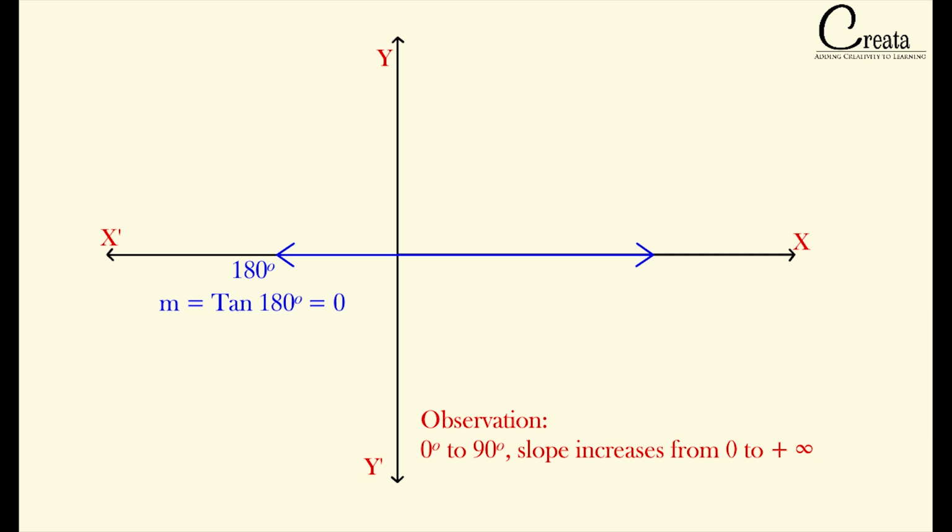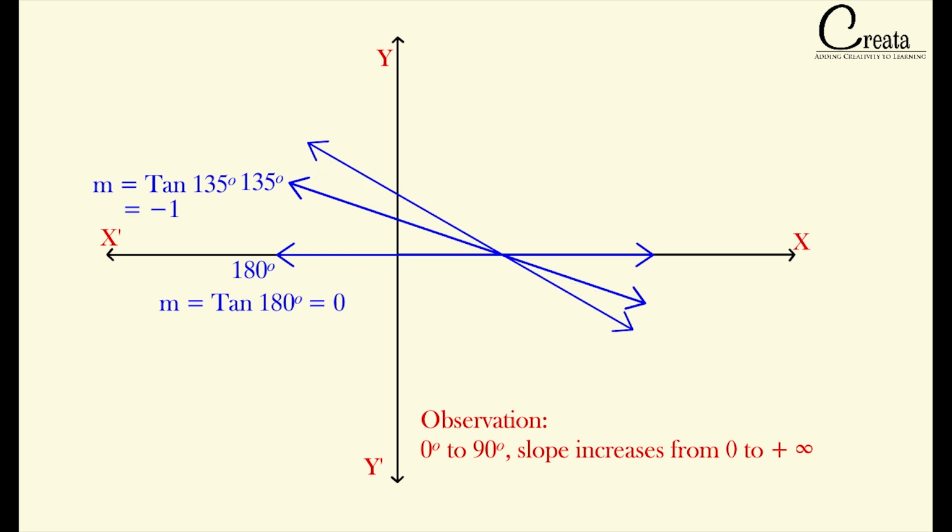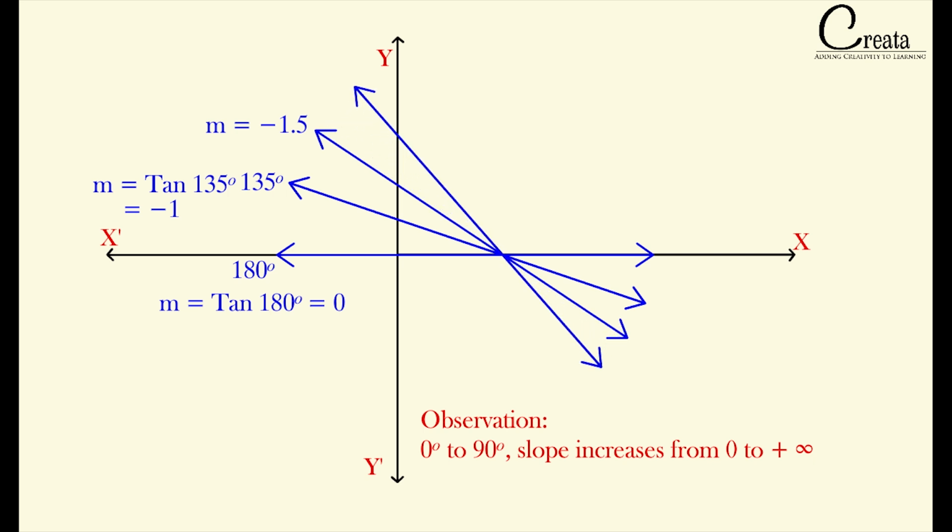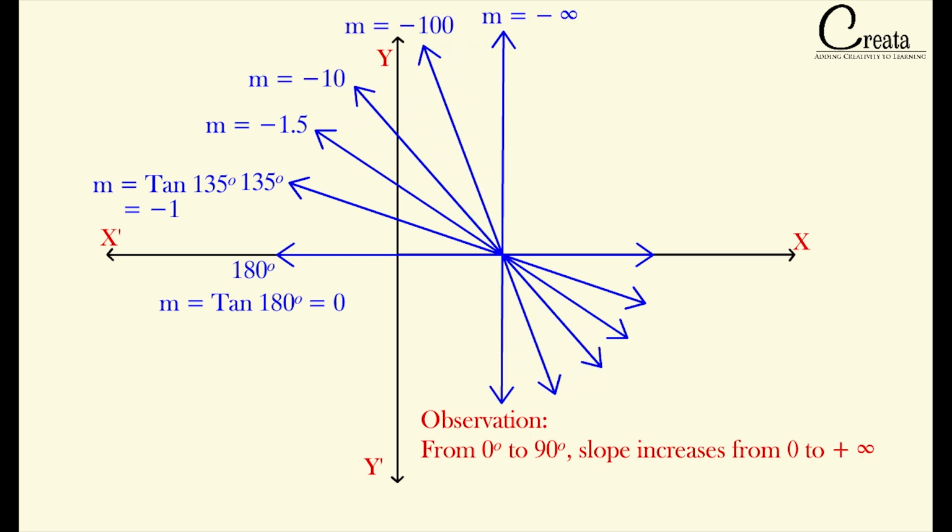Moving further, what will be the slope of the line with inclination of 135 degree? The slope will be tan 135 degree. And we know tan 135 degree is negative 1. If we further rotate this line towards the positive 90 degree, its slope will further decrease. Like at 180 degree, the slope is 0. Further, as we decrease the angle, its slope decreases to minus 1.